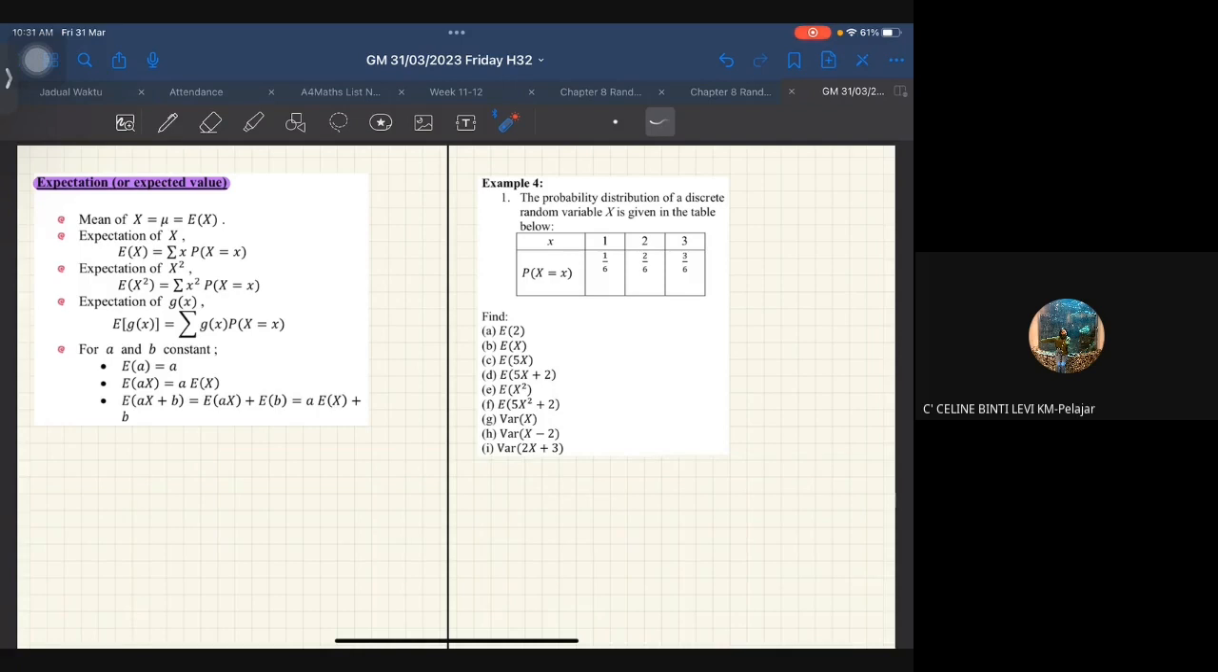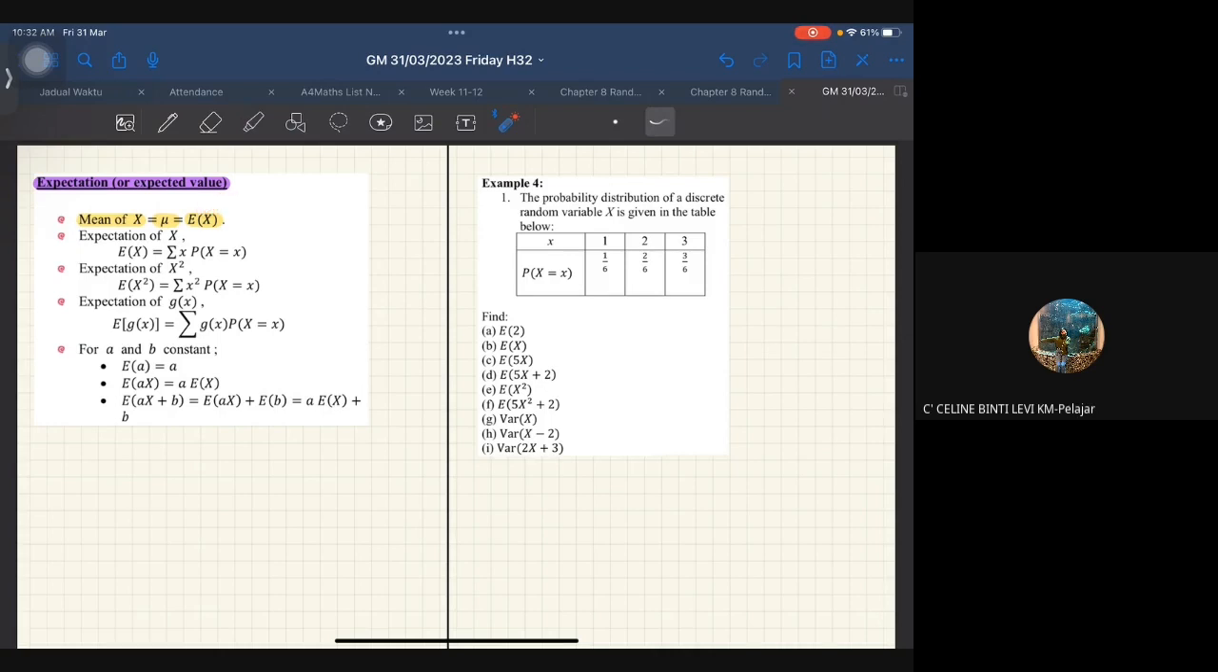Okay, so jom. Right, so for expectation, or we can also call it as expected value, dia ada banyak nama lain lagi. Nama lain bagi expectation ataupun expected value is mean of X, or mu, or EX. So semua ni adalah nama bagi expectation. Kalau soalan minta awak cari, find the mean of X, find mu, ataupun find EX, semua ni merujuk pada benda yang sama. Kita nak cari mean, kita nak cari expectation.